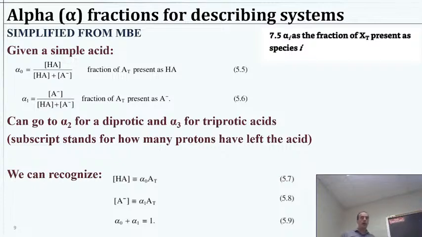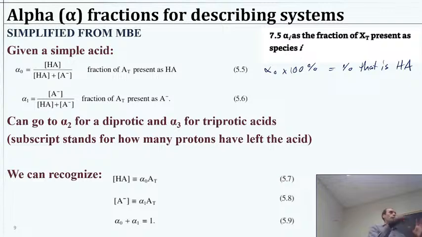So I already mentioned to you alpha 0 is the form that has given up exactly 0 protons. So the form that is HA, the fraction of A total present as HA, right? So we talked about that. That means alpha 1 would be the fraction that is A minus, the fraction of total A that is in the form of A minus. And this is a fraction. If we multiplied it by 100, that would be a percentage, right? So we could say alpha 0 times 100% would be the percent that is HA. Okay, so you've seen all sorts of fraction to percent stuff.